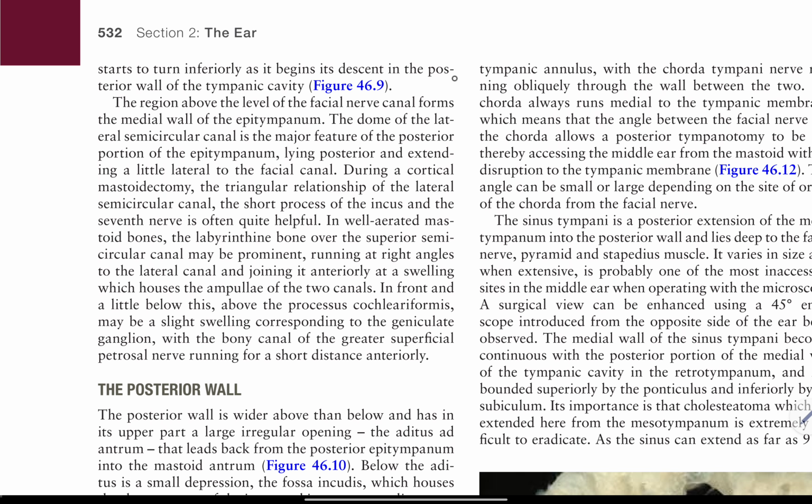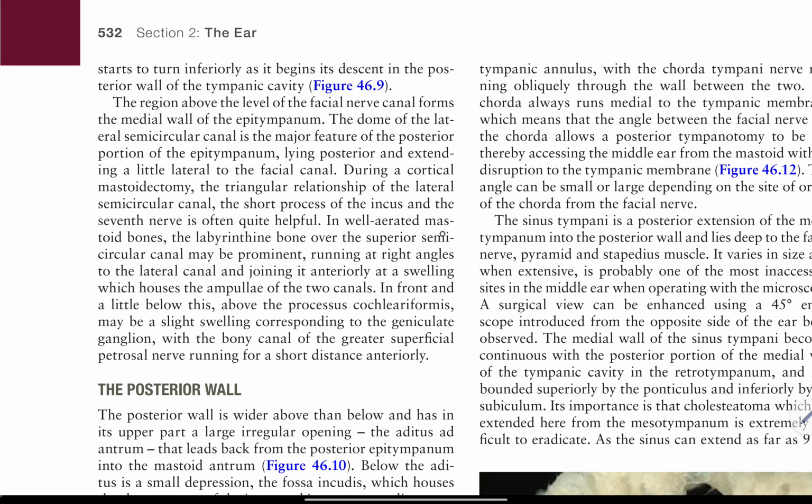The region above the level of the facial canal forms the medial wall of the epitympanum. The dome of the lateral semicircular canal is the major feature of the posterior portion of the epitympanum, lying posterior and extending a little lateral to the facial canal. During a cortical mastoidectomy, the triangular relationship of the lateral semicircular canal, the process of the incus, and the seventh nerve is often quite helpful.